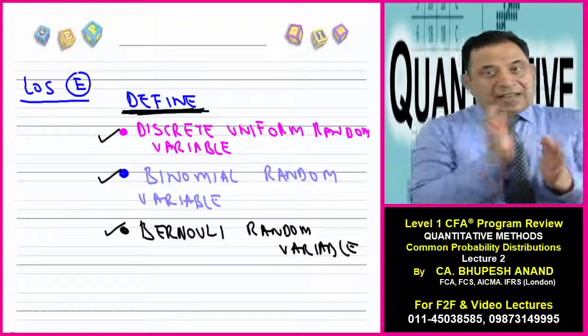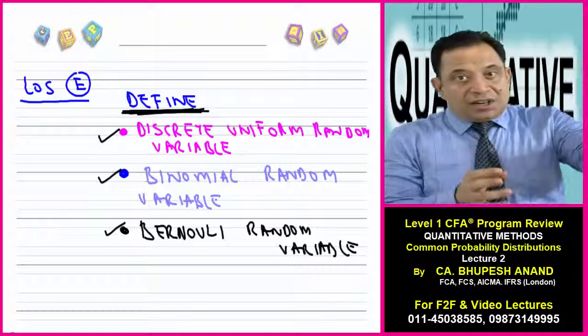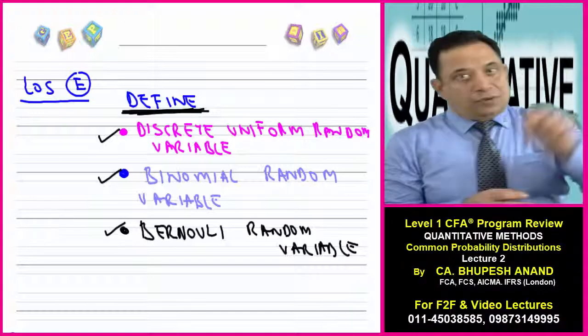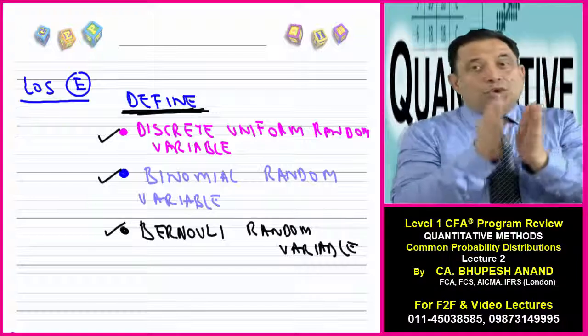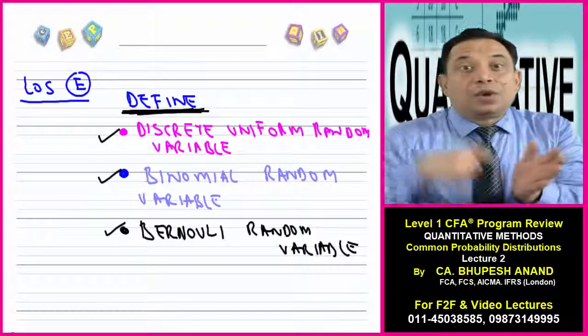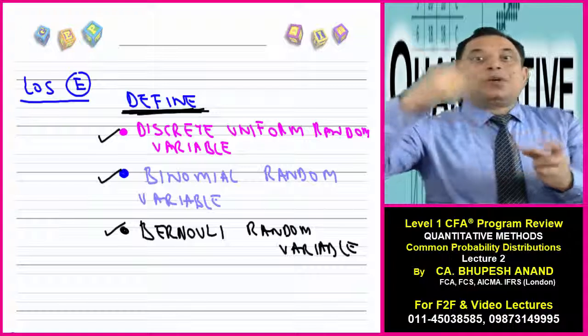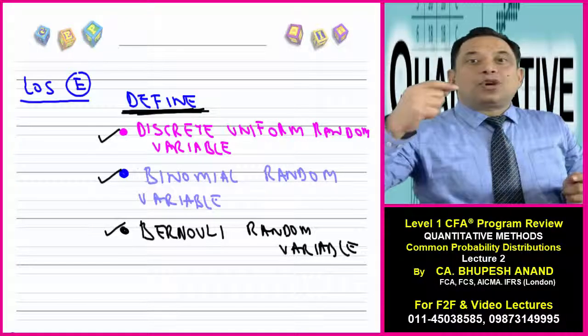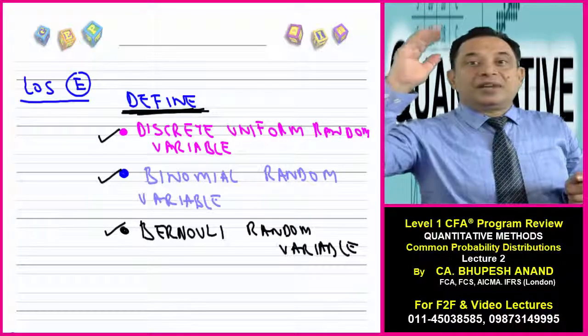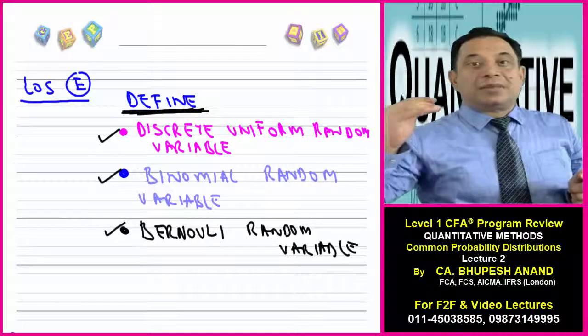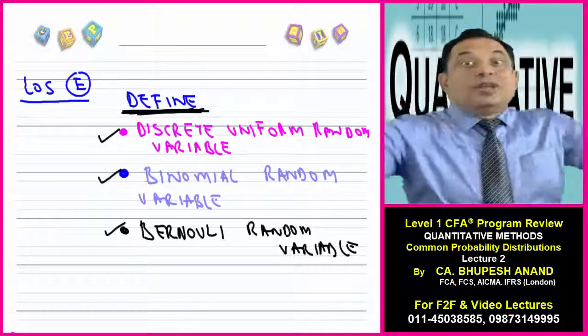In the last lecture we have discussed discrete uniform and discrete non-uniform, and I have already told you the example: if I throw a dice, what is the probability of getting number 1, 2, 3, 4, 5, 6? That probability is 1 by 6, 1 by 6, 1 by 6, 1 by 6, 1 by 6, 1 by 6, and that is uniform.